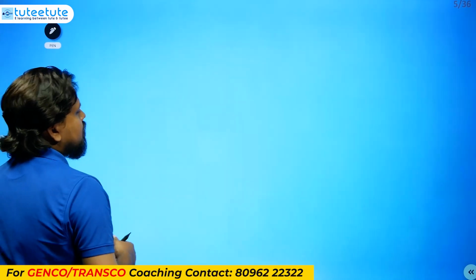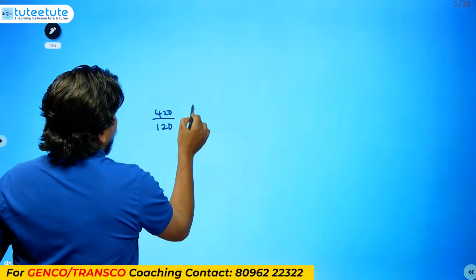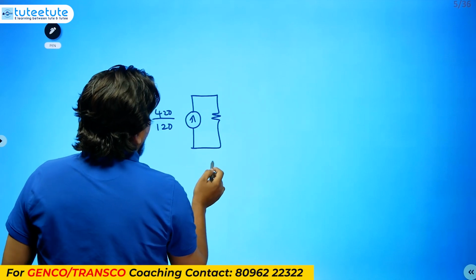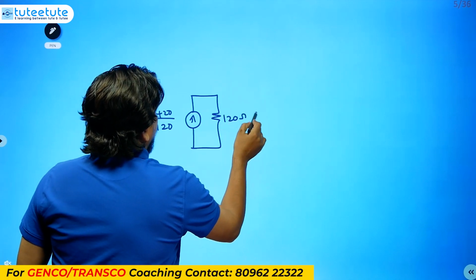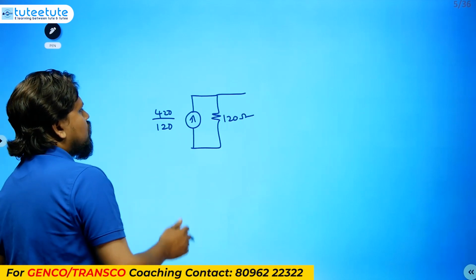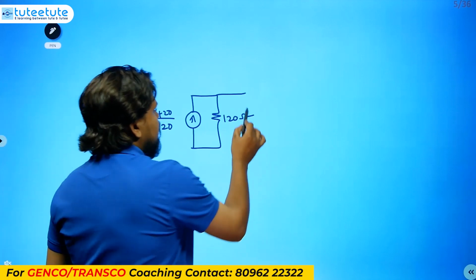So what you will be getting: 420 divided by 120 will be the current source value in parallel with 120 ohms, like this. This is the current source. So 420 divided by 120, what will you get? Let's keep it like that only, later we can simplify.